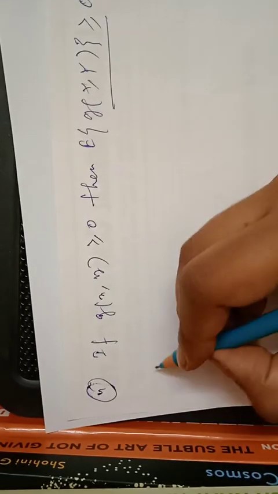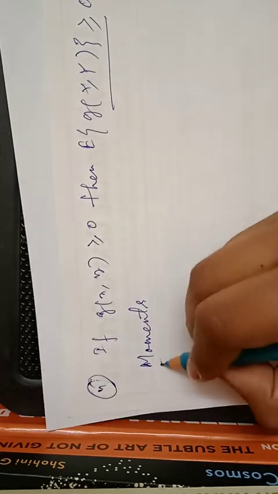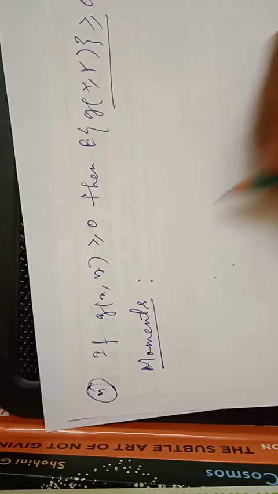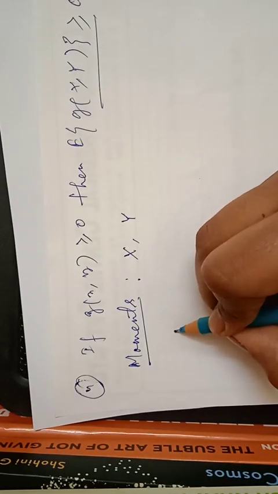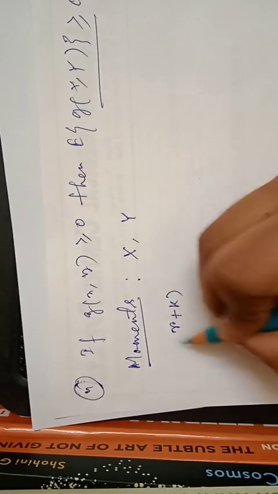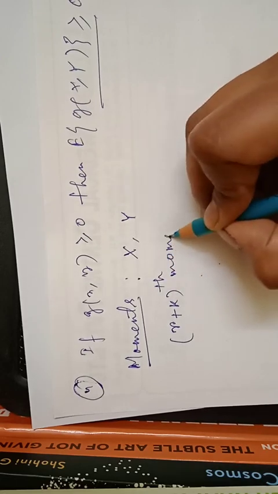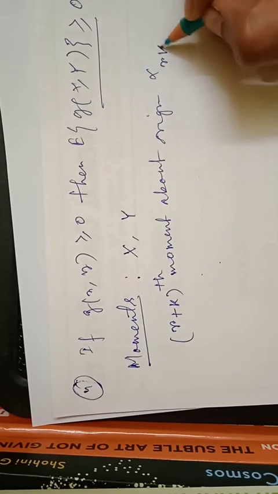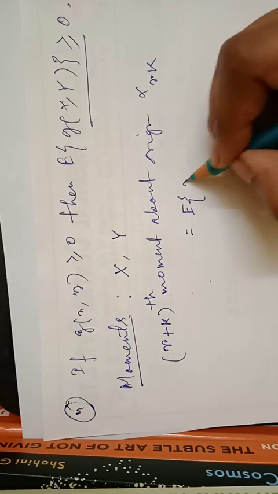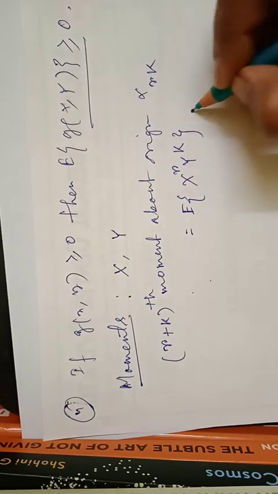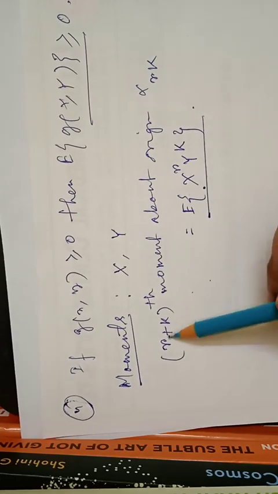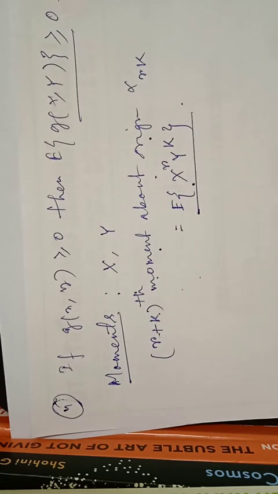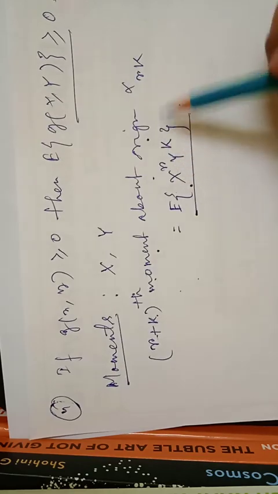Next thing is moments. We have already checked moments for a single random variable. Now here we are considering two random variables x and y. So the moment is denoted by, we say, the (r plus k)th moment about origin, and we denote it by alpha_rk, and it has the value expectation of x to the power r, y to the power k. Okay, so this quantity is known as the (r plus k)th order moment about origin, and it is denoted by alpha_(r,k).